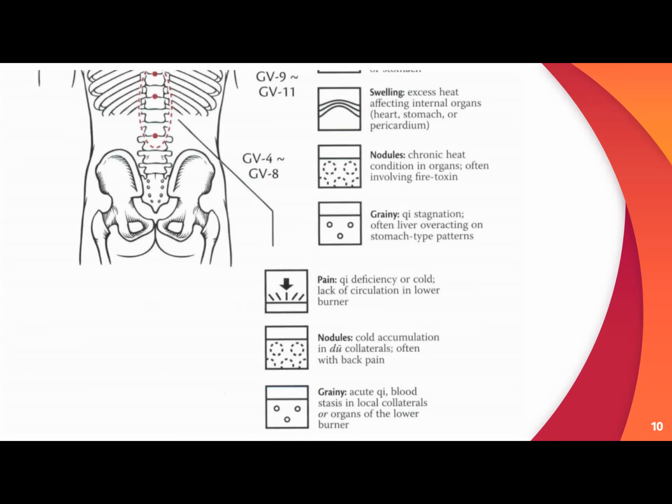If we could feel that it is grainy, there is chi stagnation, often liver overacting on stomach type patterns. If there is pain around GB4 to 8, it indicates chi deficiency or cold or a lack of circulation in the lower burner. If there are nodules, it means cold accumulation in the dew collaterals, often with back pain. If grainy, this could mean acute chi and blood stasis in local collaterals or organs of the lower burner.